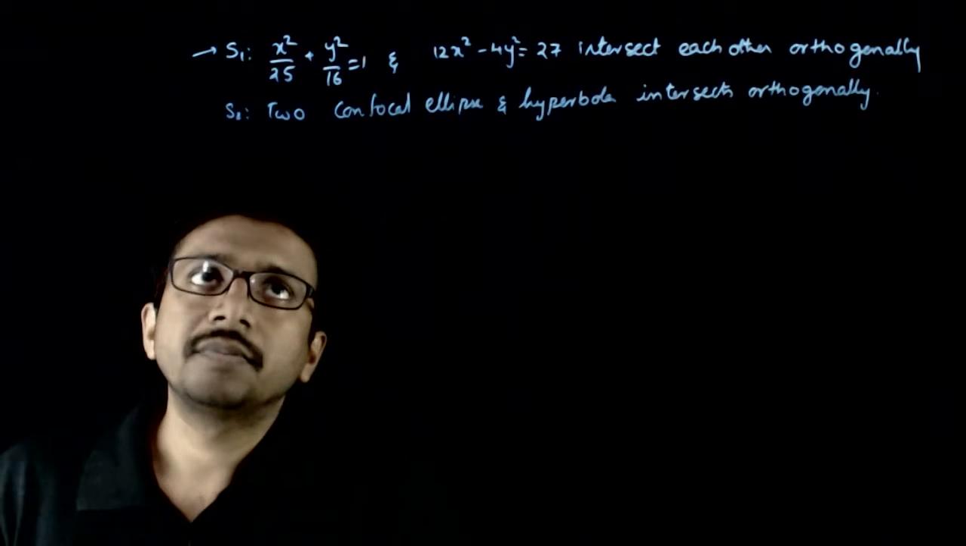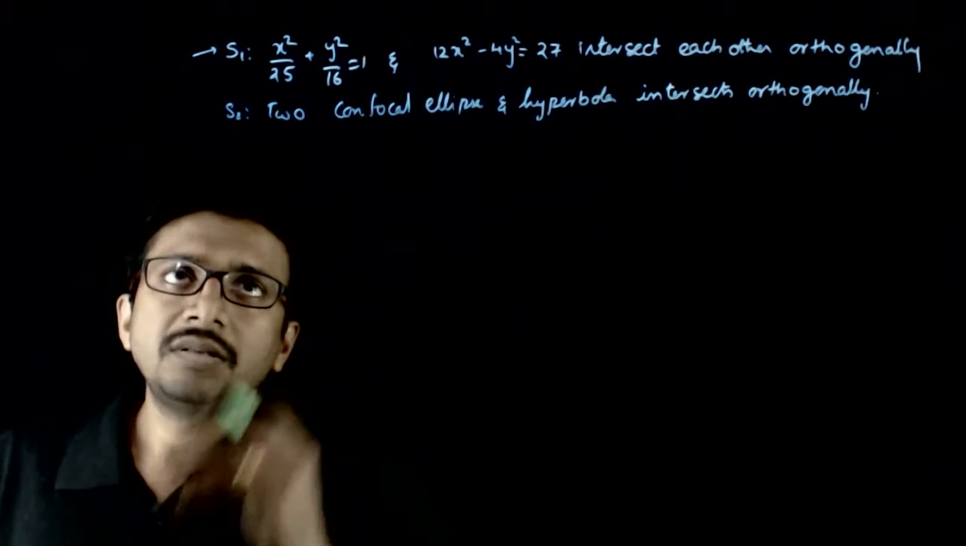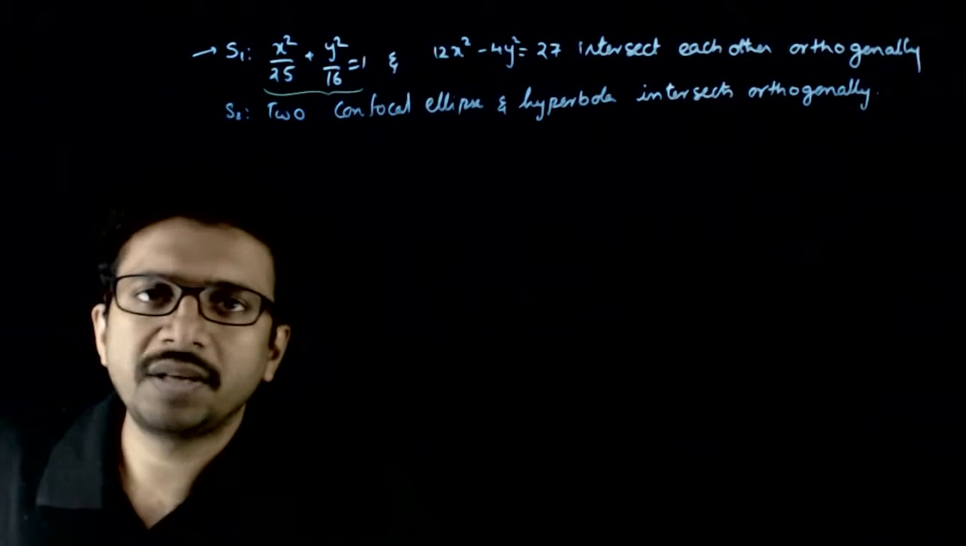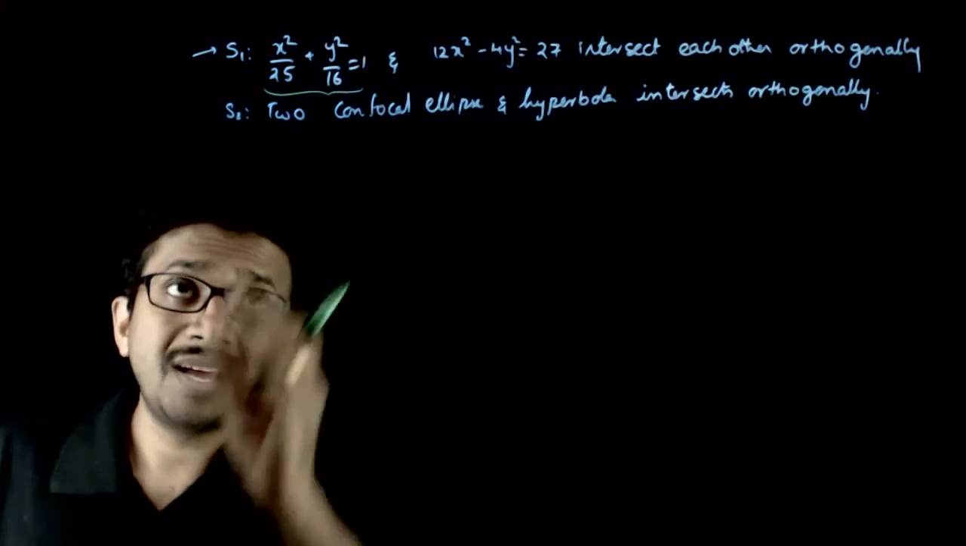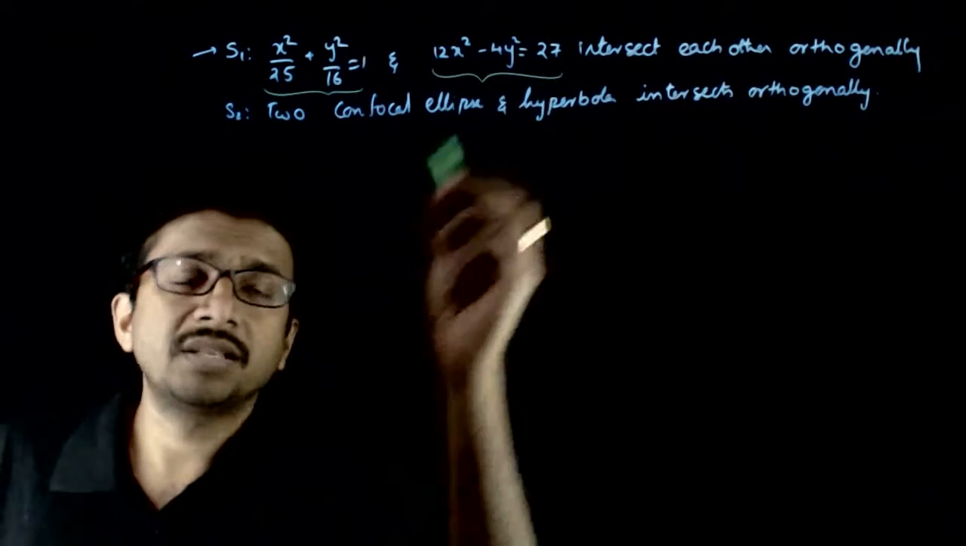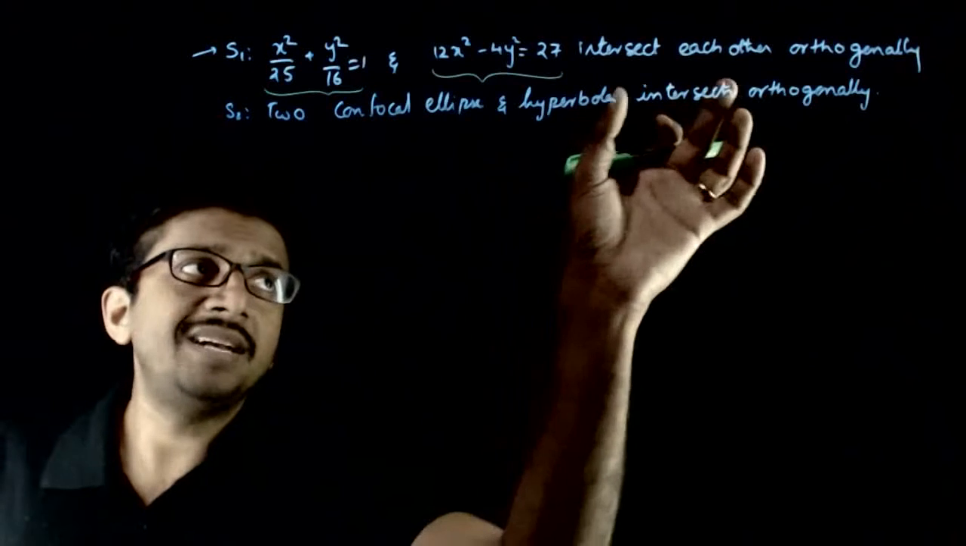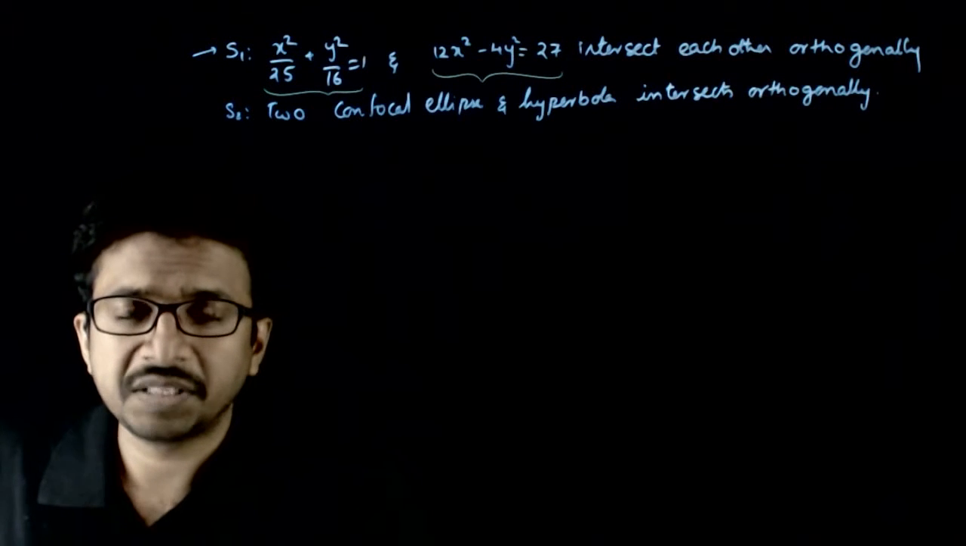So welcome students. So let us look at this question. In this question you are given two statements. The ellipse x square by 25 plus y square by 16 is equal to 1 and the hyperbola 12x square minus 4y square is equal to 27 intersect each other orthogonally. This is the first statement.